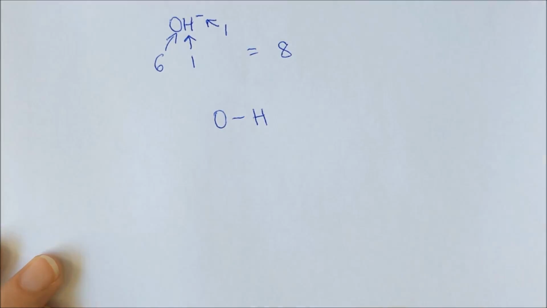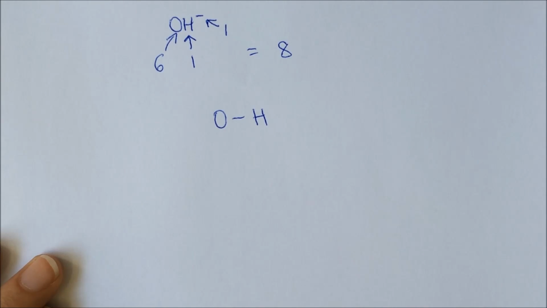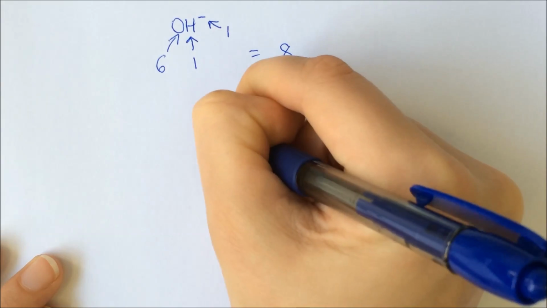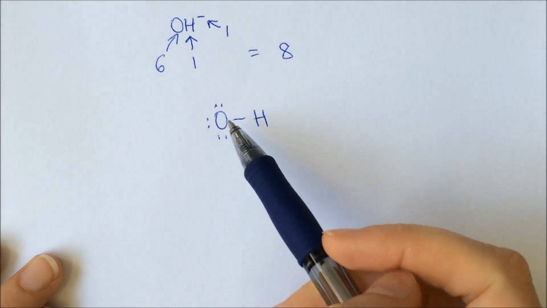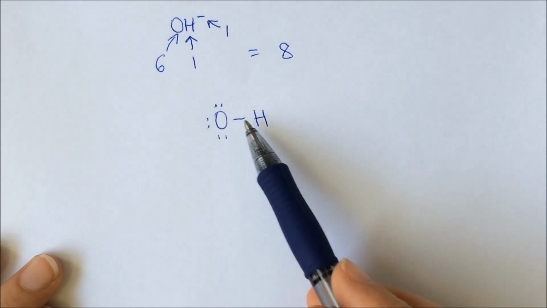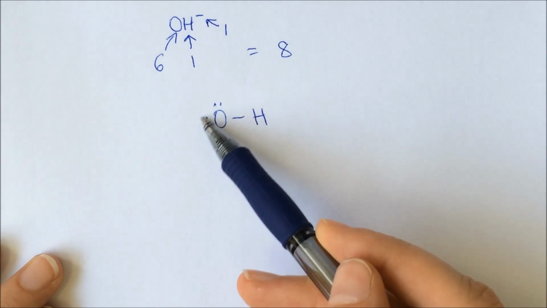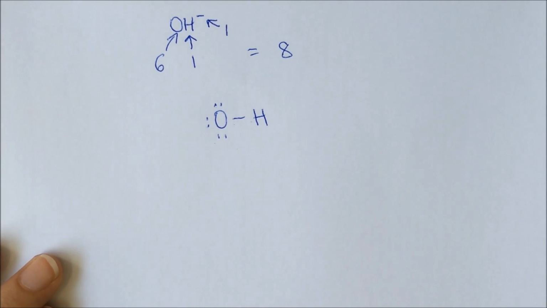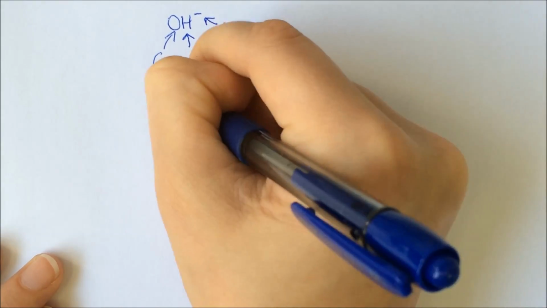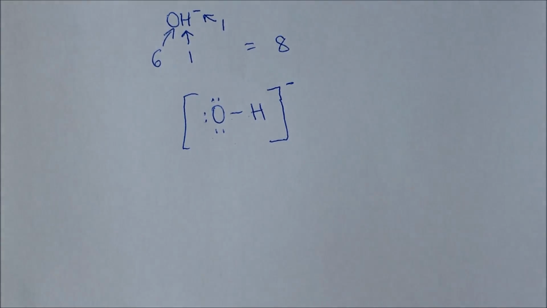First we draw our bond between oxygen and hydrogen. That's accounted for 2 electrons. We need to account for 6 more. Let's arrange those 6 electrons on the oxygen. Now the oxygen has 1, 2, 3, 4, 5, 6, 7, 8 electrons around it. The hydrogen has 2, just as it wants. And in total we have 1, 2, 3, 4, 5, 6, 7, 8 electrons. We often show the charge on a Lewis structure by drawing square brackets and showing the overall charge. In this case, we've got an overall charge of -1.